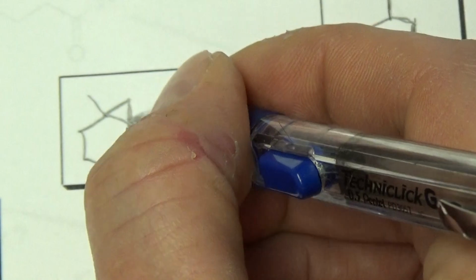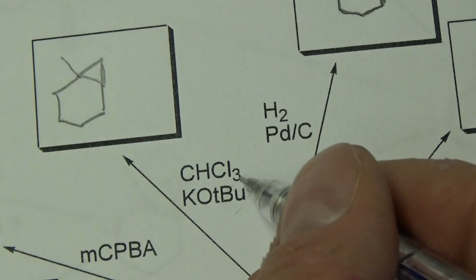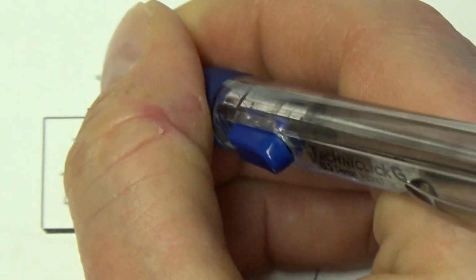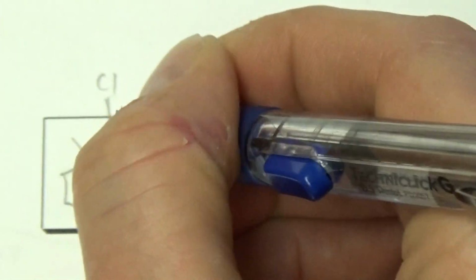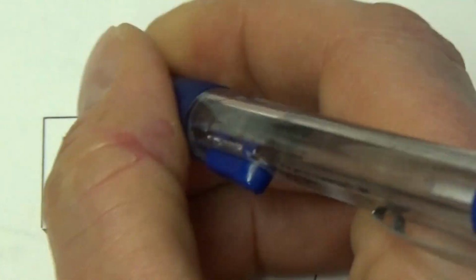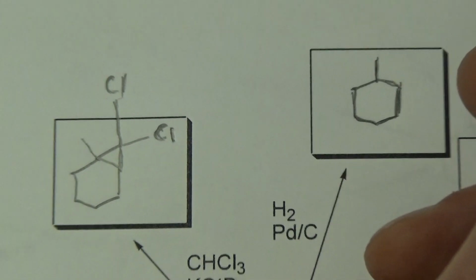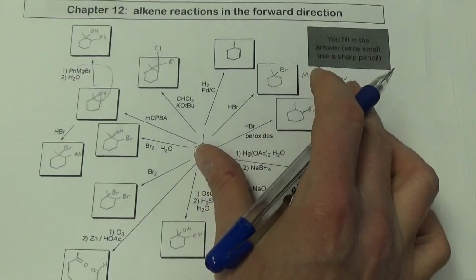A 3-member ring, cyclopropane. And in this case with CHCl3, 2 chlorines get added, and I'm just going to draw a little Cl there and a Cl there. So it's two chlorines on the cyclopropane. Depending on the time, we cover this or we don't cover it, and sometimes it's an extra credit type thing. Okay, so that's that.